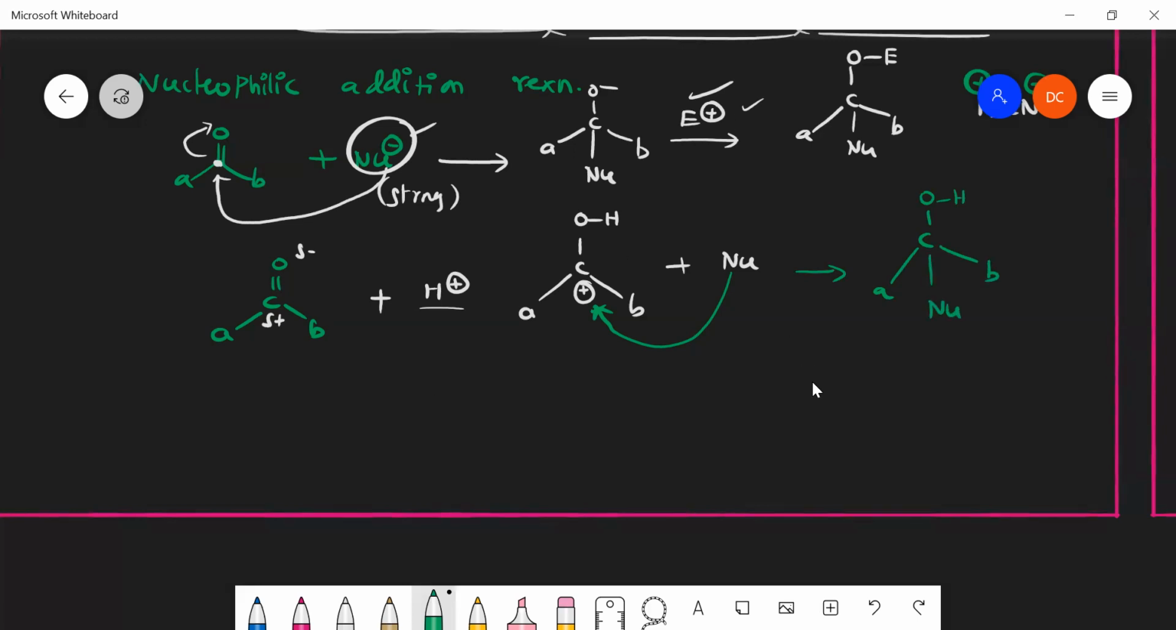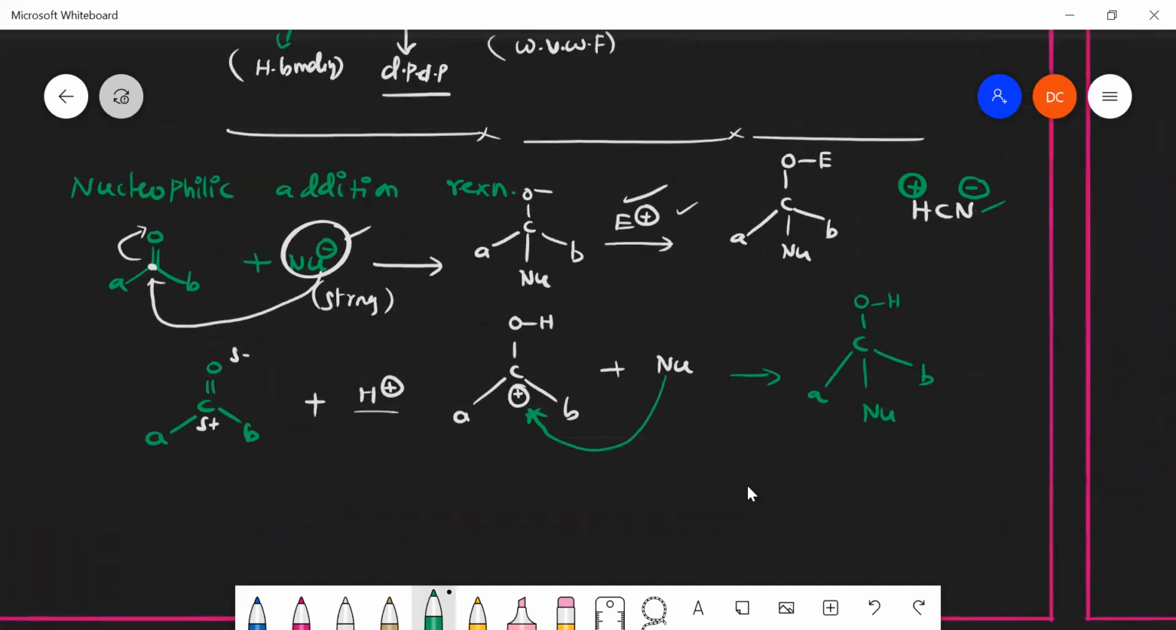So suppose instead of this E plus, if I take H plus, what will be my product? My product will be H. Okay. So in the first reaction and second reaction, the products are the same, but the reaction mechanism is different. In the second reaction, there will be a formation of carbocation. After that only the nucleophile will come and approach, because the nucleophile is very weak.